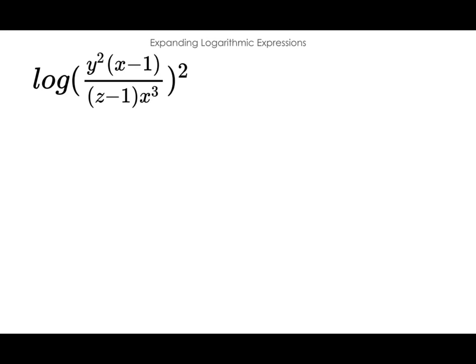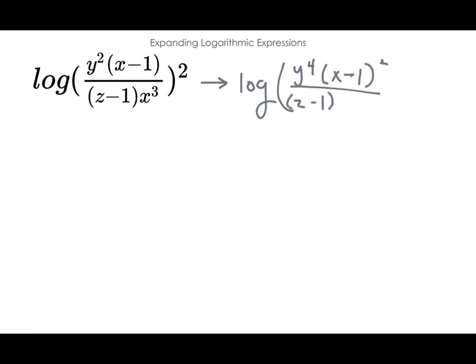So I'm going to start by squaring everything. We're going to have log y squared becomes y to the 4th. X minus 1 squared is just x minus 1 squared. Z minus 1 squared is just z minus 1 squared. X cubed squared becomes x to the 6. So now I have just one exponent, right? One single exponent. So we can start applying our rules. And the first thing we look at, the first thing we've been doing and will continue to do, is we're going to look at the quotient property. That's what we're going to start with here.